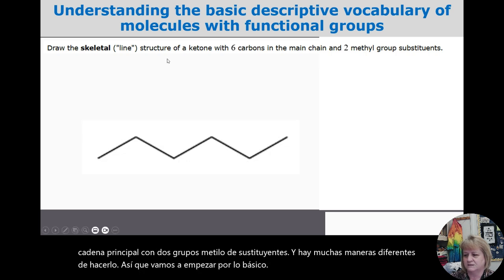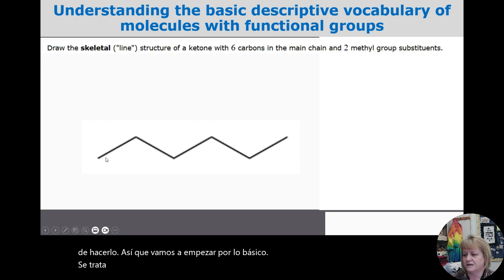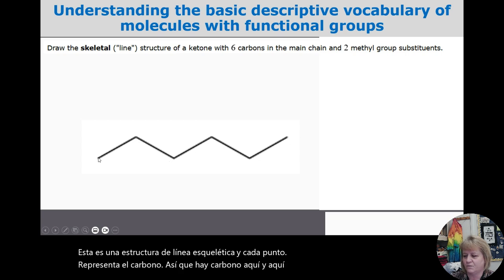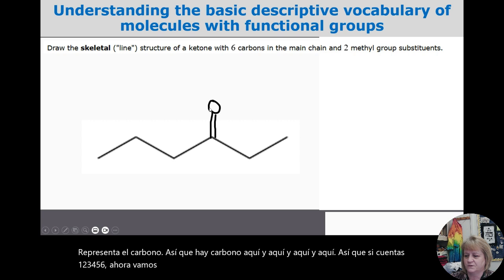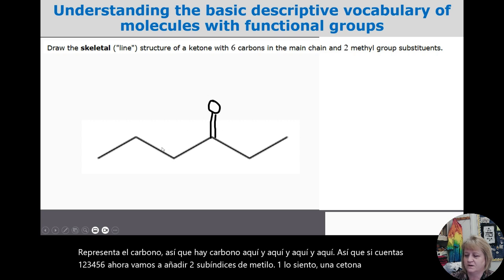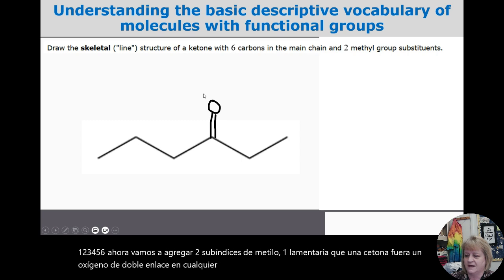This is a skeletal line structure, and each point represents a carbon. So there's a carbon here and here and here, here, here, and here. So if you count 1, 2, 3, 4, 5, 6. Now we're going to add 2 methyl substituents. A ketone would be a double bonded oxygen anywhere in the middle here. And then 2 methyl substituents would just be a line out somewhere in the middle.